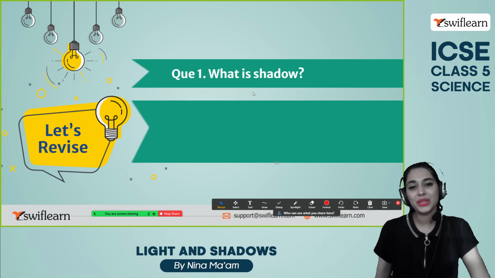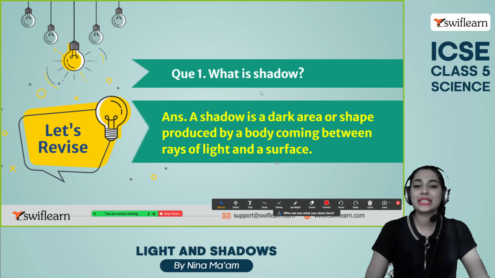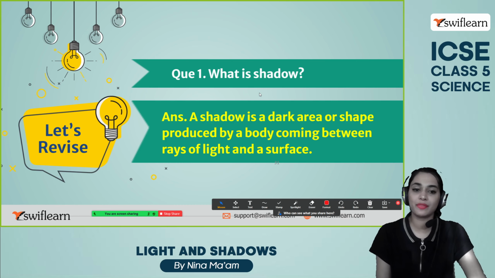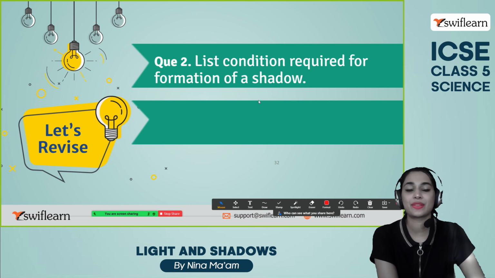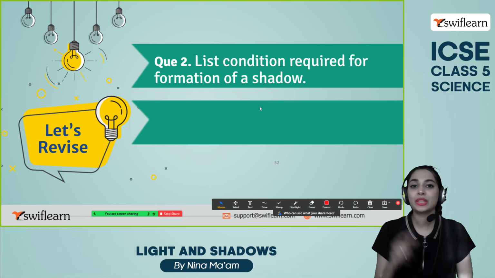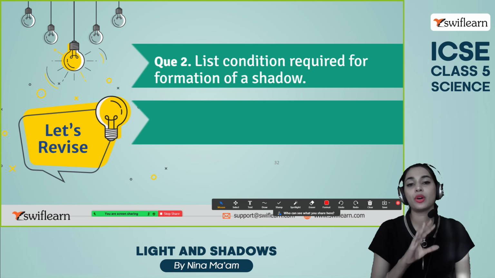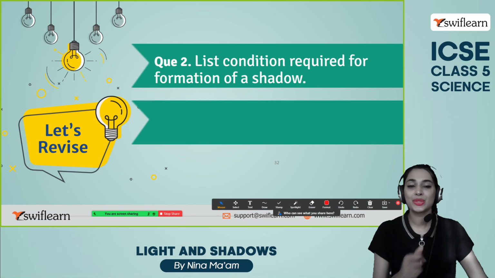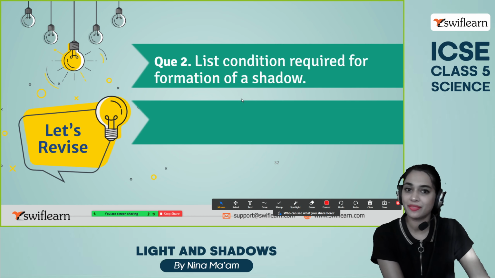So now we are done with that, and let's look at the questions. What is a shadow? A shadow is a dark area or the shape produced by a body coming between the rays of light and the surface. List the conditions required for the formation of a shadow. Imagine the picture you have seen previously, the man walking on the road. The man is the object, the sun is the light, and the shadow is formed on a screen, that is the road. So we need a screen, an opaque object and a source of light.